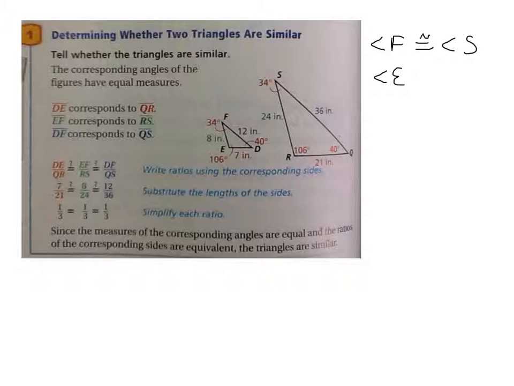Angle E, what corresponds? Are they the same measure? Yes. Angle D is angle Q. Are they the same measure? Yes. Okay, so because all of the angles that are corresponding to each other have the same measure, are these two triangles similar? Yes. The angles are the same to each other. The corresponding angles are. Let's talk about what side lengths correspond to each other.